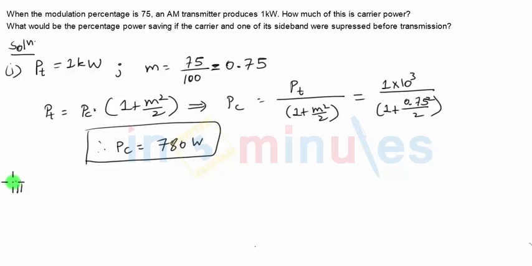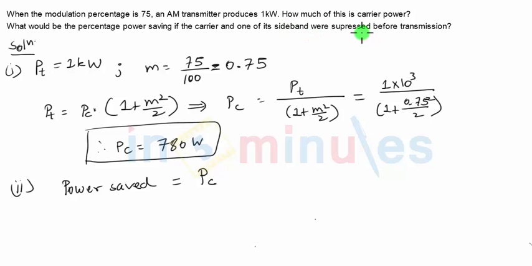Now let's solve the second part of the question, which says that how much power saving will take place if the carrier and one of its sideband were suppressed before transmission. So let us find out power saved first. Power saved will be equal to carrier power because carrier is suppressed, plus it will also be one sideband power because one sideband is also suppressed.